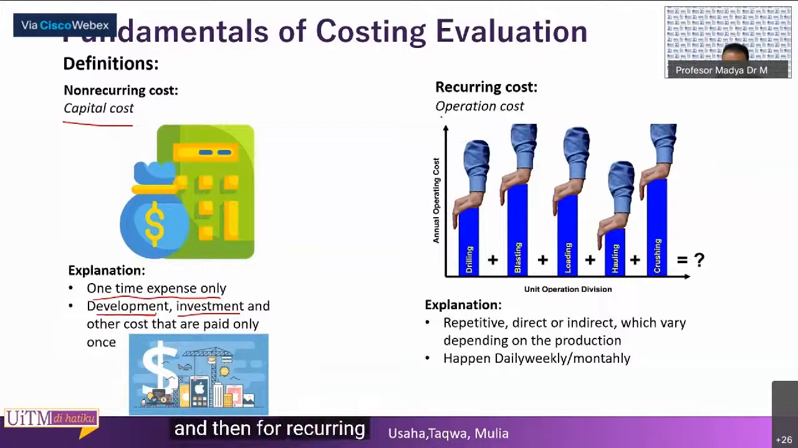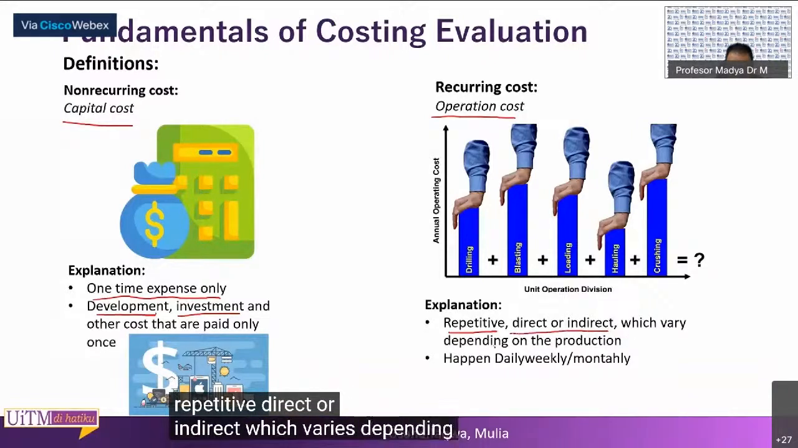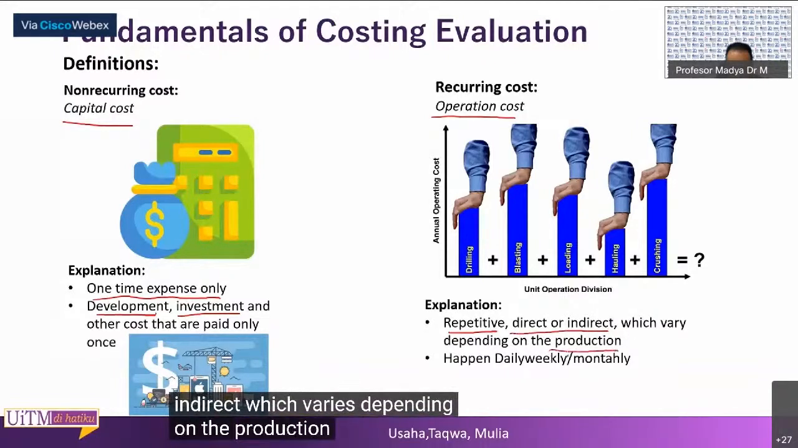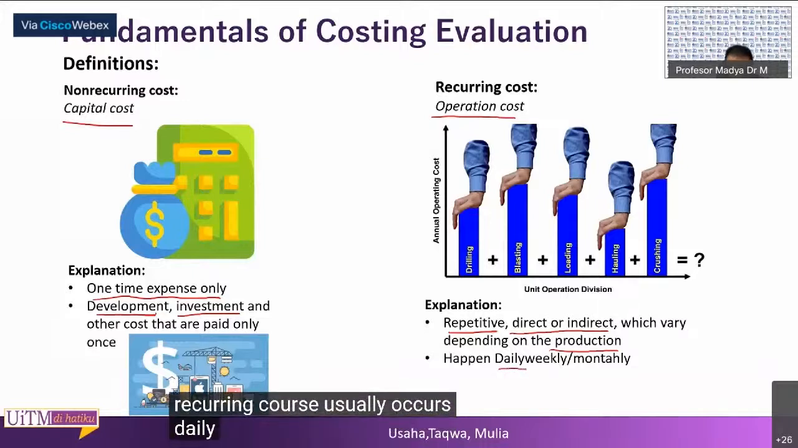And then for recurring costs, it is focusing on operation costs. It is repetitive, direct or indirect, which varies depending on the production. Recurring costs usually occur daily or weekly or monthly.